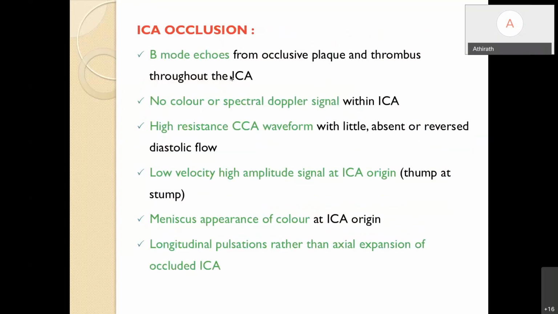Now, what are the features of a duplex ultrasound in an ICA occlusion? There will be B mode echoes from the occlusive plaque and thrombus throughout the ICA. There will be no color or spectral Doppler signal within the ICA. There will be a high resistance CCA waveform with reversed or absent diastolic flow, a low velocity, high amplitude signal at the ICA origin, and a meniscus appearance of the color at the ICA origin. There will be longitudinal pulsations rather than axial expansion of the occluded ICA.